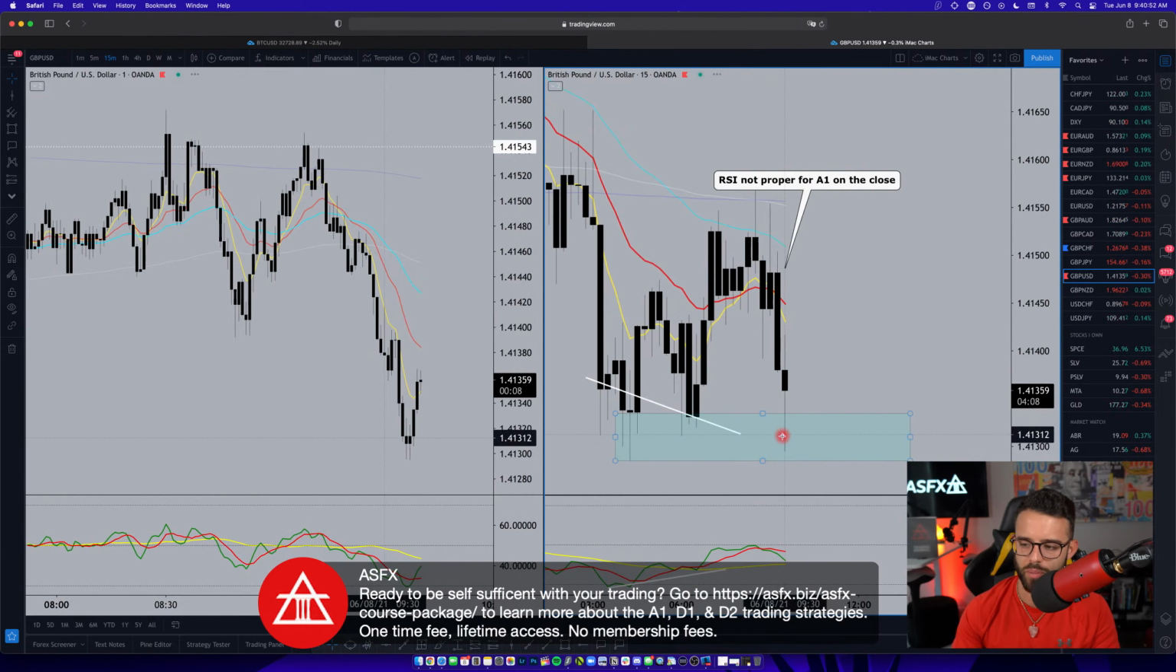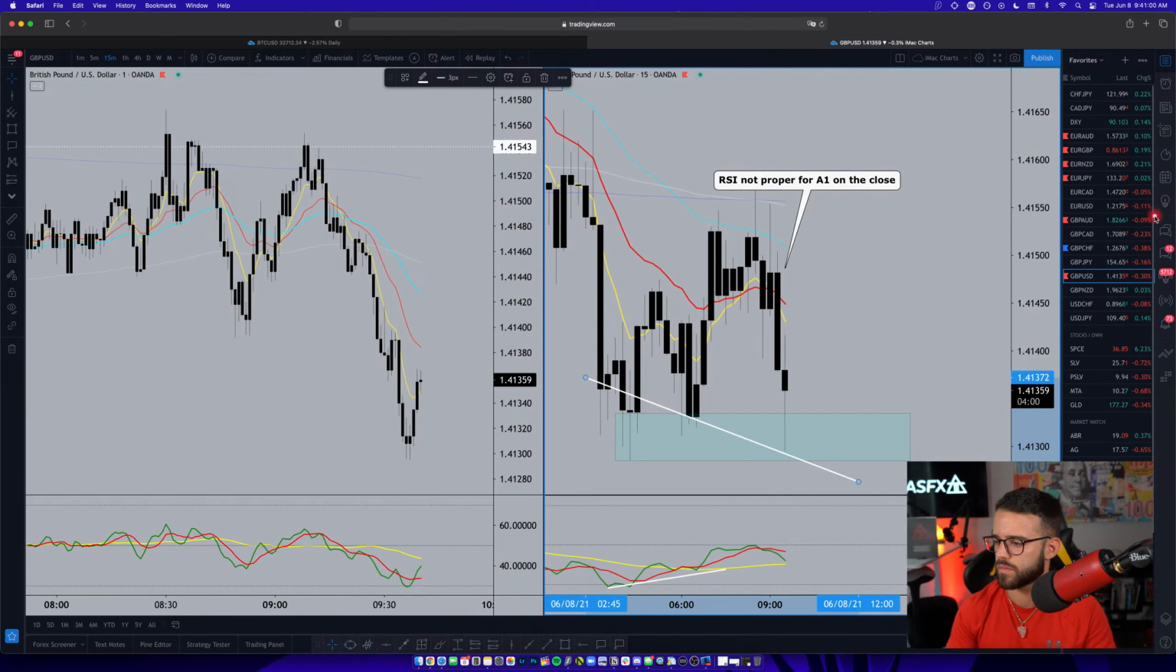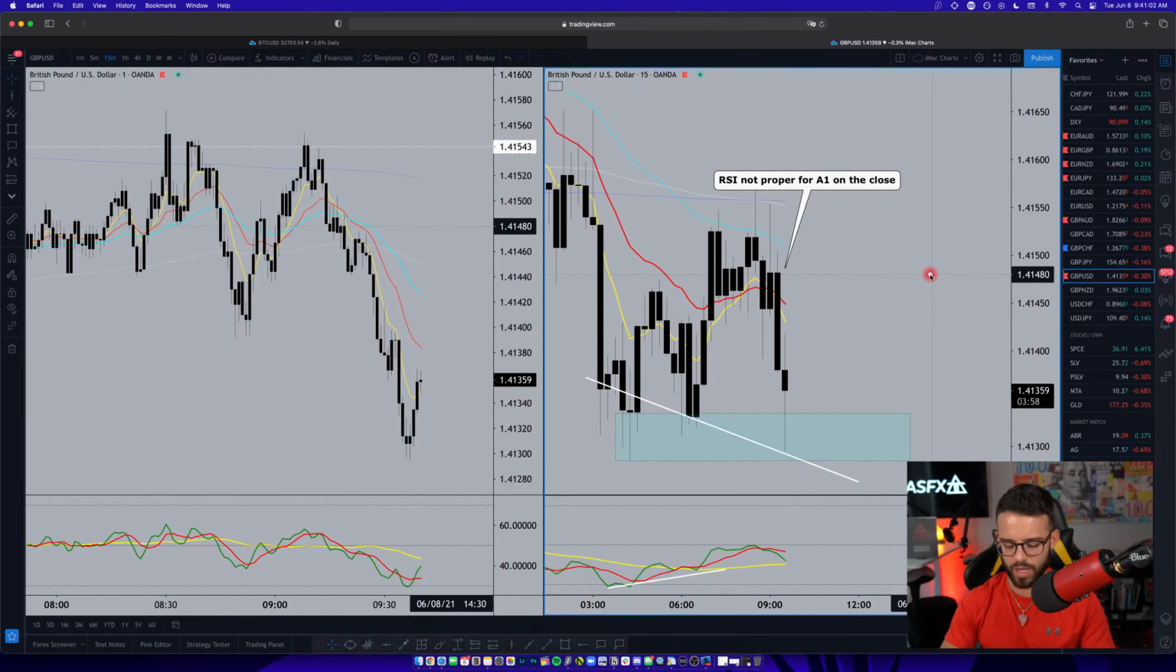Look at GU, guys. Pinning that zone that we talked about. And if I extend this divergence line, look at it pinning the line perfectly right there. Let's go to NZD CAD for Eddie really quick.